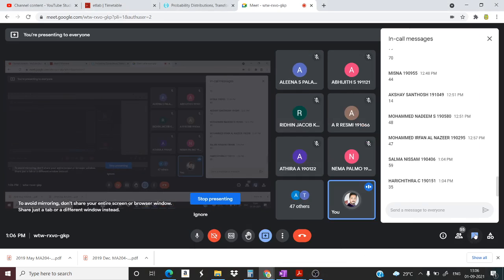So anybody have any doubt? So this is all about the central limit theorem. It's very easy, and there must be one question on it in your examination. Anybody have any doubt?